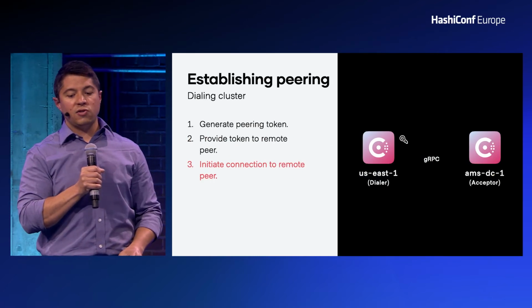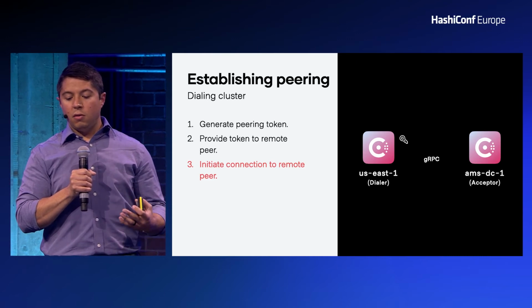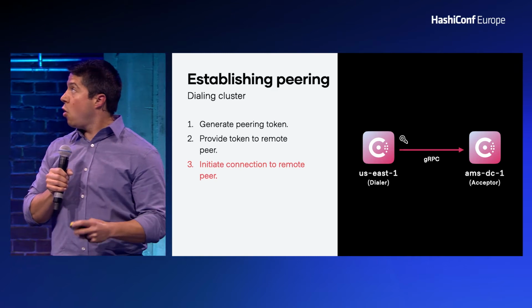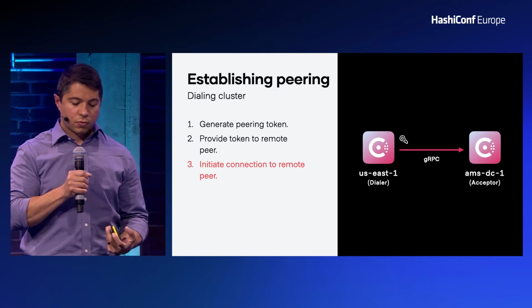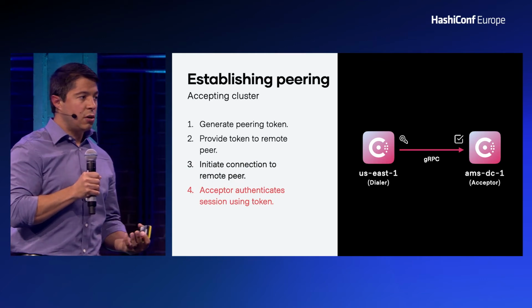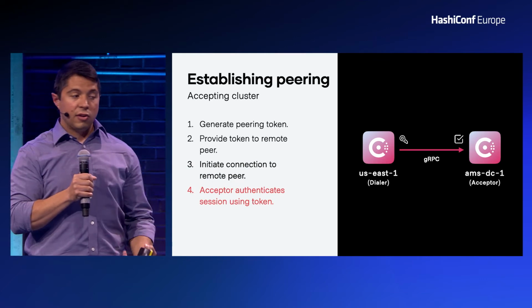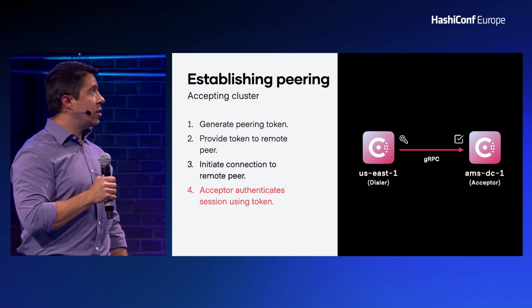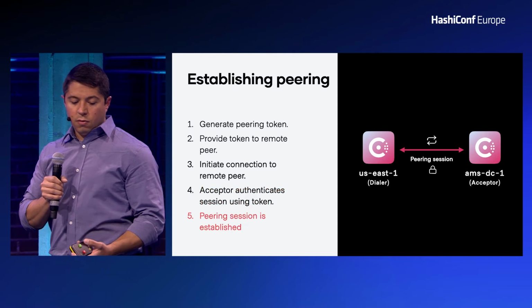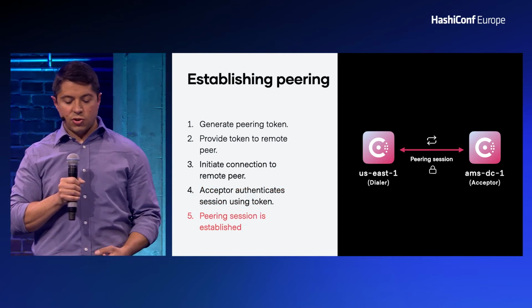Once that dialer resource is created, Consul will create an outbound gRPC connection over to the accepting cluster. The accepting cluster is going to receive that connection on TCP port 8300, and then it's going to authenticate the request using the information that was in the token. Assuming that information is valid, the peering session is going to be established.